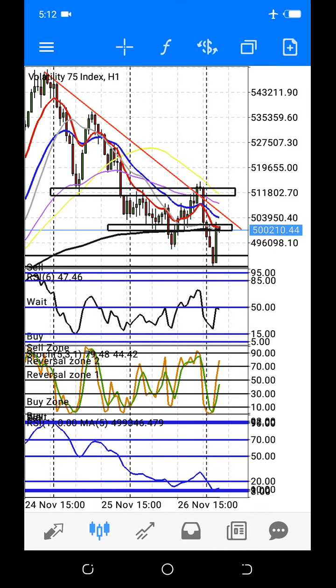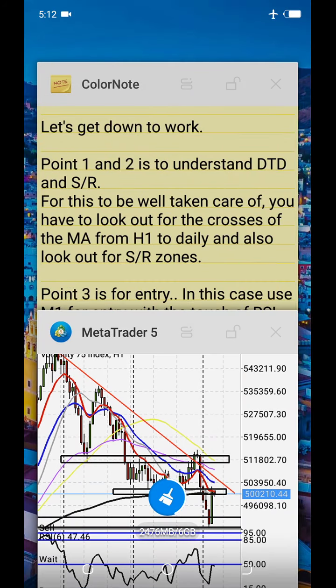Okay, so now you get to see the point where I'm talking about DTD. So it's clear. You have to learn how to draw trend lines and all of that. So you mark those important points. It is important. Now there's something else I want to point to you. So let's get back there.